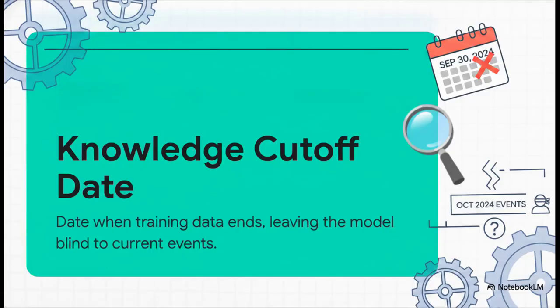The other major issue with standard AI is the knowledge cutoff date. You see, AI models are essentially frozen in time. They're trained on these massive, sprawling data sets, but that training literally stops on a specific date. So, for example, a model like GPT-5 might have a knowledge cutoff of, let's say, September 30th, 2024. If you ask it about an event that happened in October 2024, it is completely blind to it. It just simply doesn't know.